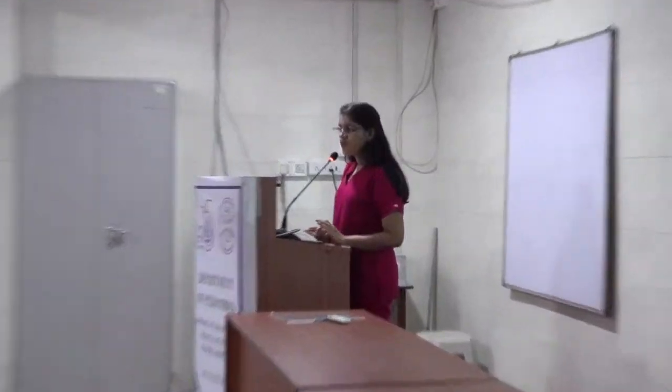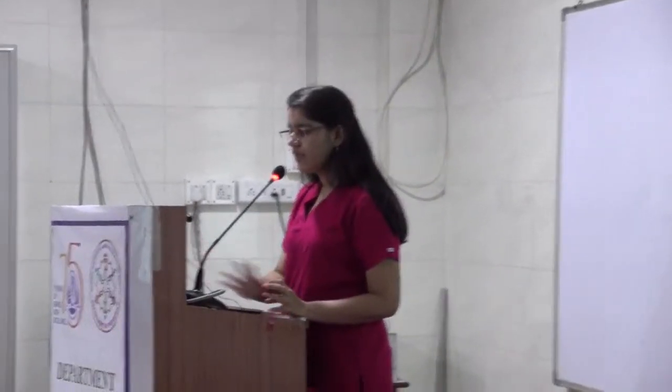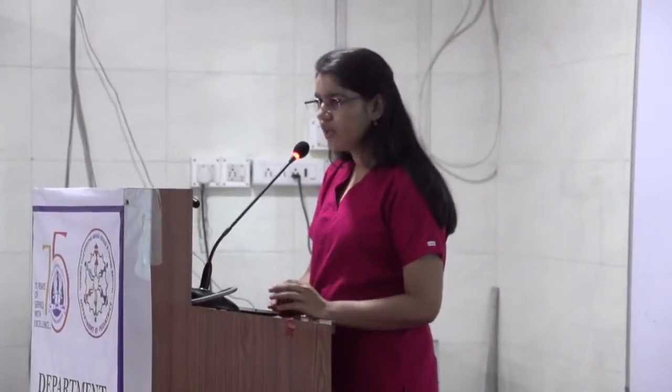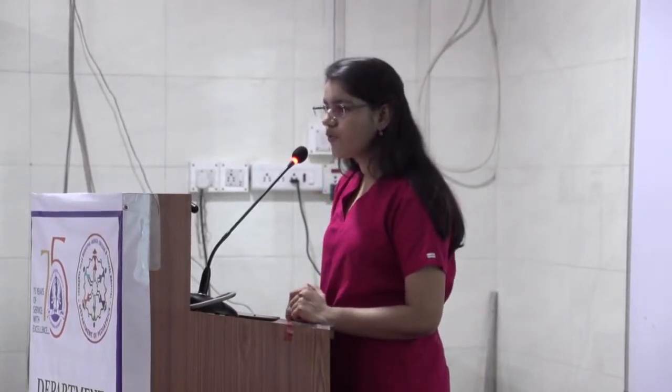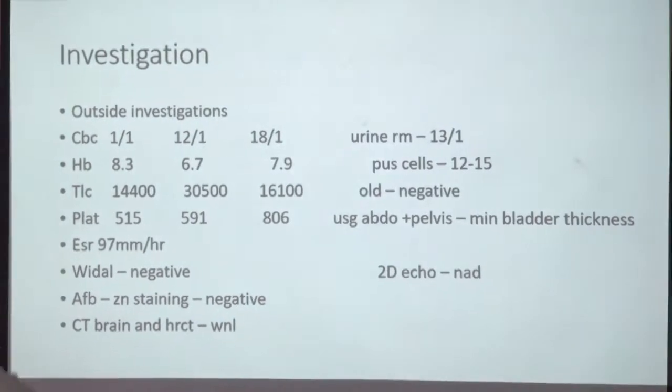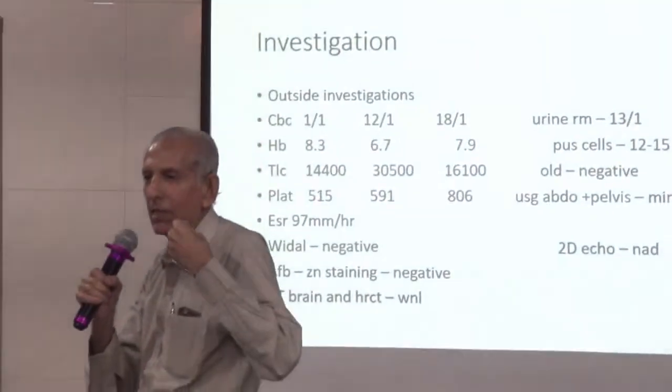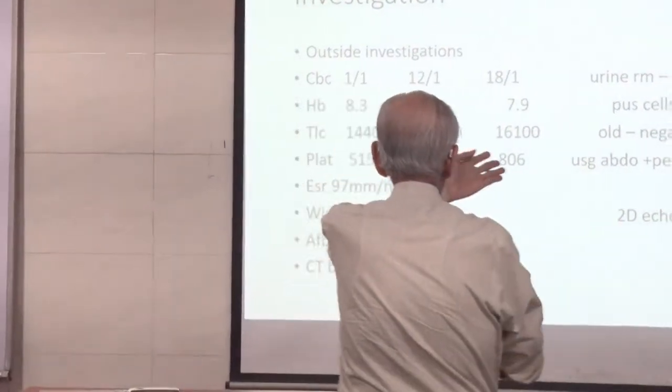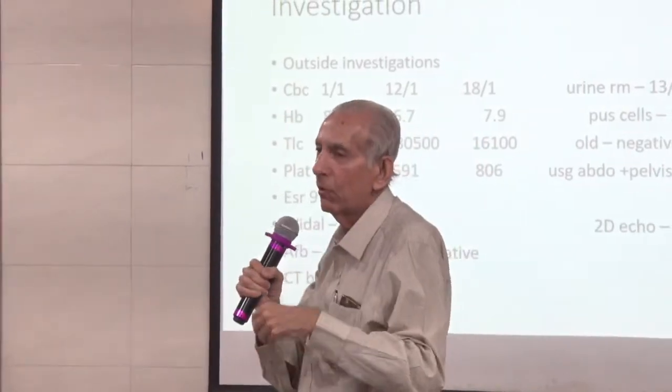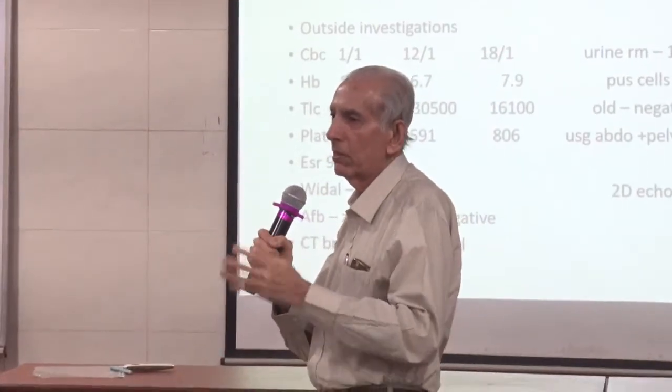Because we don't know so many uncommon infections. Serial investigations were done from outside. CBC trend on 1st January was 8.3 hemoglobin, with counts of 14,000 and platelets of 5 lakh, and serially... We missed UTI. 10, 12 pus cells per high-power field, bladder is thick. Oh, we missed the UTI.